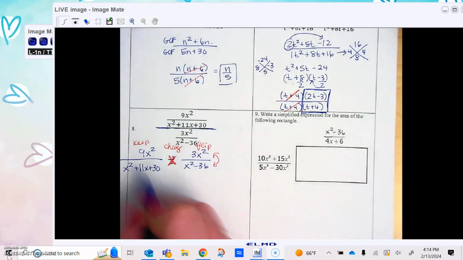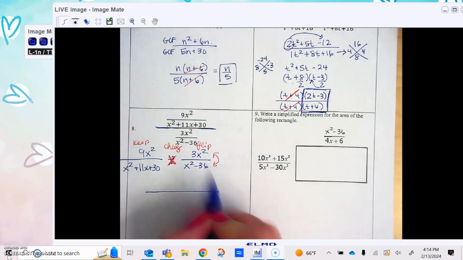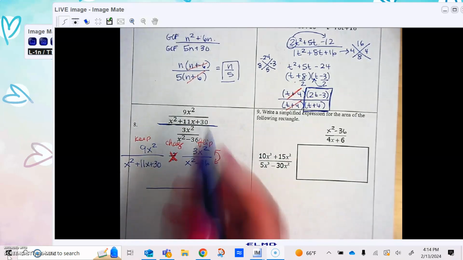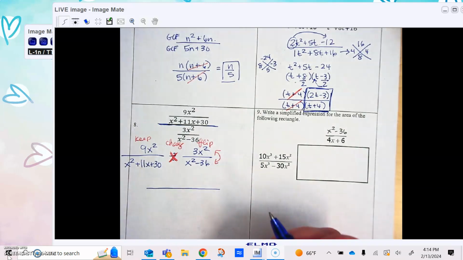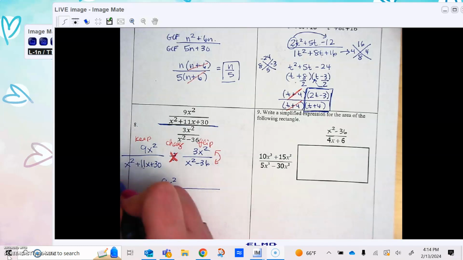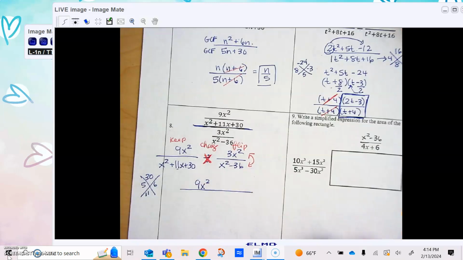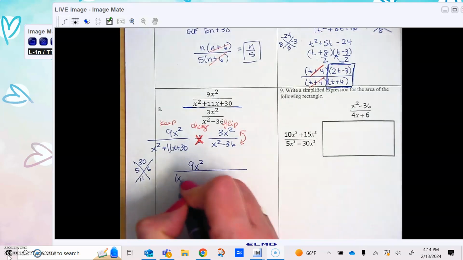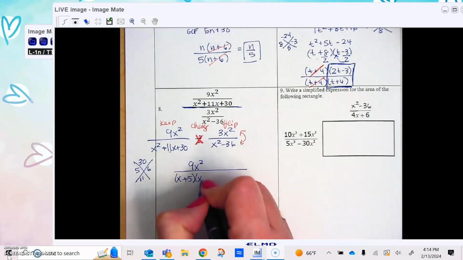And I'm going to factor as I go. And since I'm multiplying, we're combining across the top and bottom. So this numerator is 9x squared. This denominator is across. What multiplies to 30 and adds to 11, and that is 5 and 6. So this denominator is x plus 5 times x plus 6.